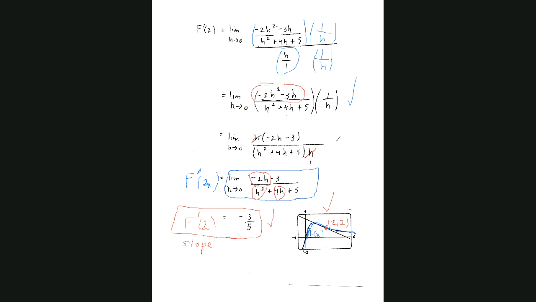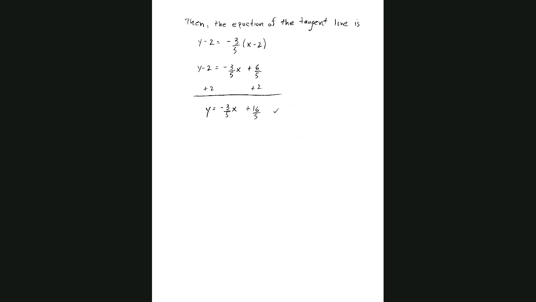All right, good. Well, we have the slope, we have a point, we have the slope of the tangent line, we have a point on the tangent line. Okay, we can get the equation of the tangent line by the point slope formula.